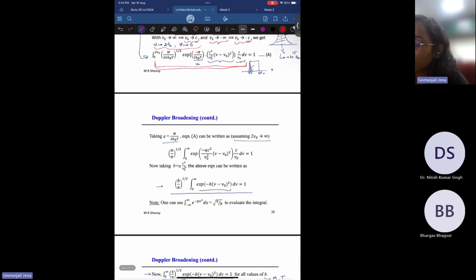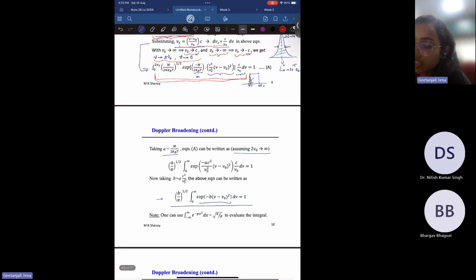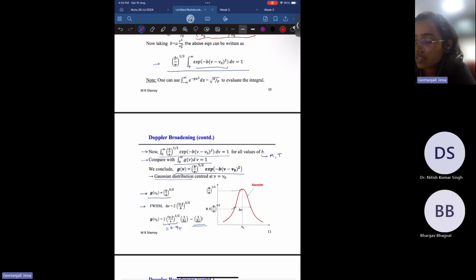In the next step, we change the limit, because the velocity distribution is like a Gaussian distribution. It is non-zero within a certain region and zero in other regions. If you see this region, it is zero, but around nu zero it is non-zero. So we can change the limit from 2 nu 0 to infinity. Here we have only made a substitution of A as m by 2 pi kB T, b as m by 2 kB T, and changed the limit from 0 to 2 nu 0 to 0 to infinity. Now if you compare this integration with the normalization condition of the line shape, we get that for Doppler broadening, the line shape function g of nu can be written as root over b by pi, exponential of minus b times (nu by nu 0) squared.